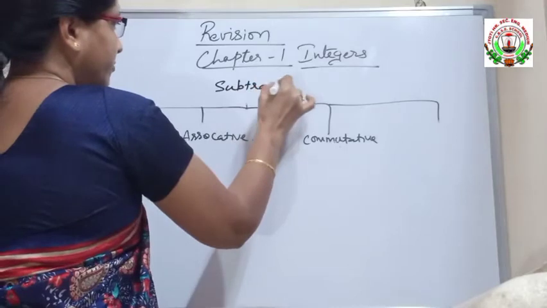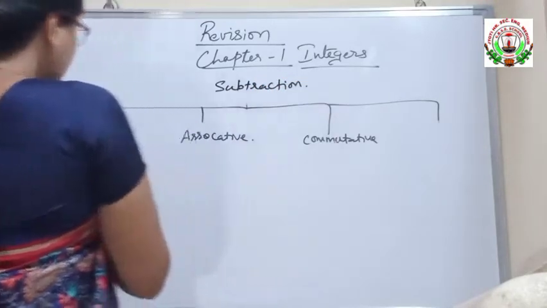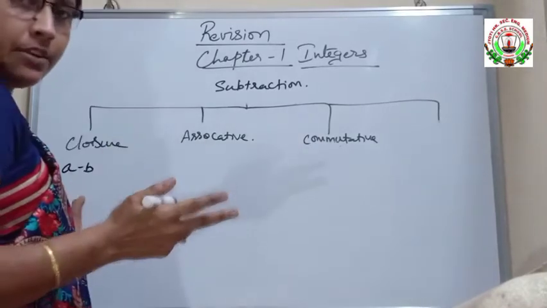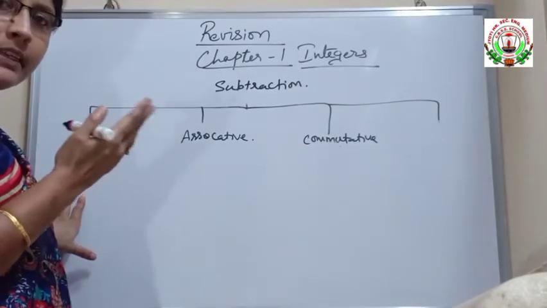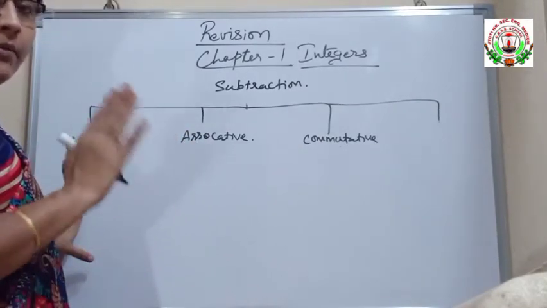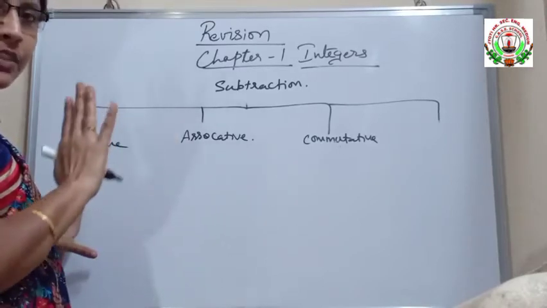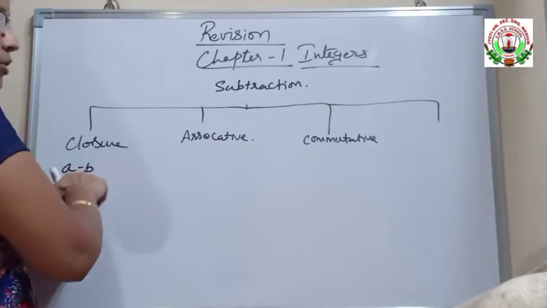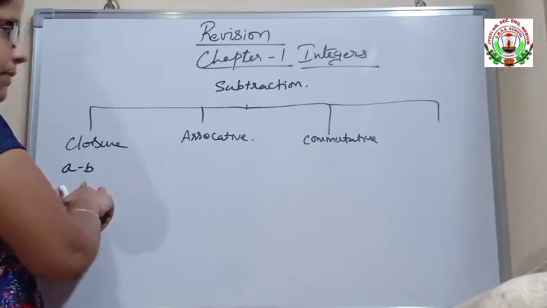Subtraction here. So closure: when you subtract any two integers, whether positive or negative, we are going to get an integer only. So it is closed under subtraction.